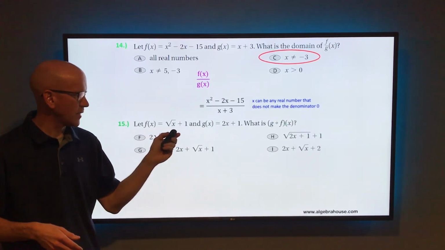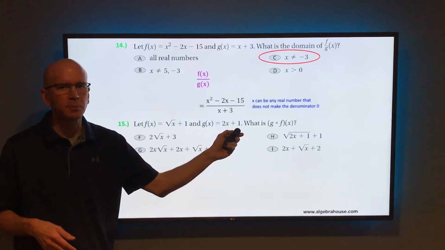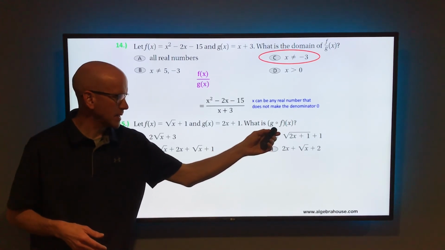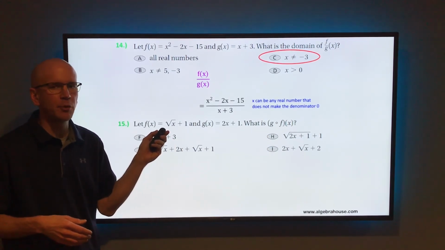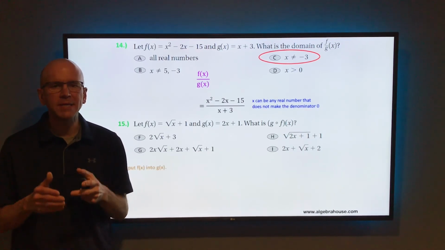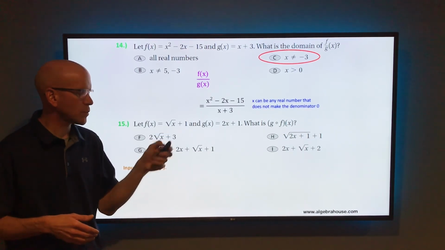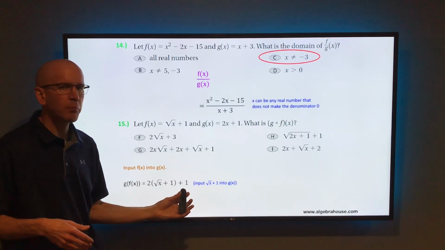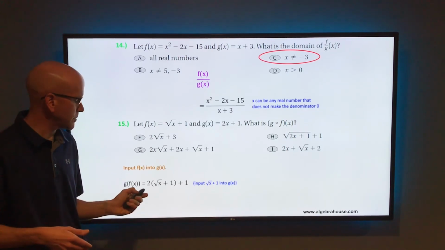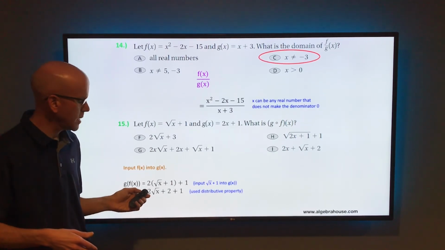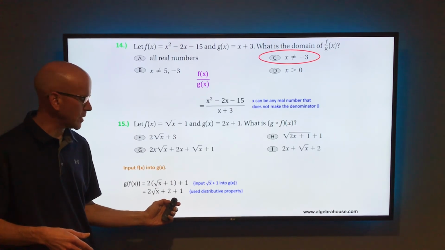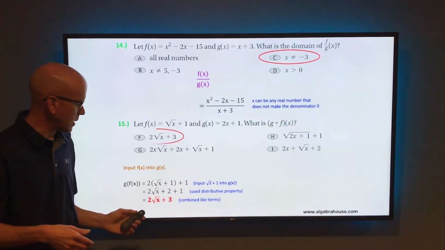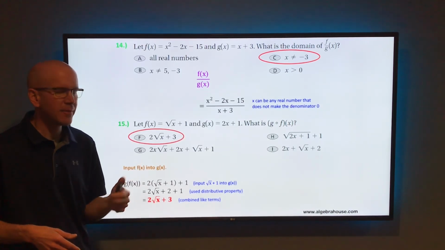Let f of x equal the square root of x plus 1 and g of x equal 2x plus 1. What is g of f of x? So take what f of x is, that square root of x plus 1, and input that into g of x. Replace the x in g of x with that square root of x plus 1. So you're taking 2 times the square root of x plus 1. Use the distributive property. 2 times the square root of x would be 2 times the square root of x. And 2 times 1 is 2. Don't forget, still have that 1 on the end. Combine the like terms, 2 and 1, and that is 3. So that would be 2 times the square root of x plus 3, and that is letter F.